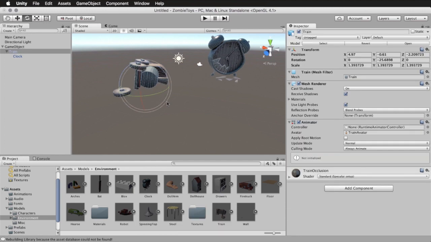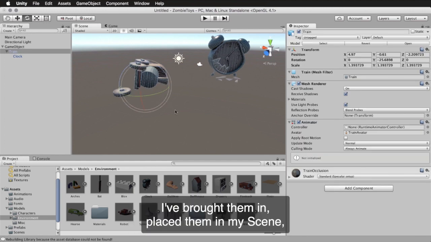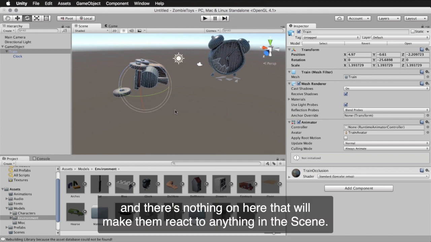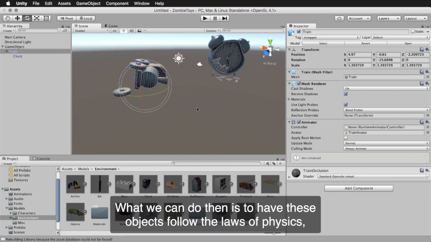Right now these game objects are exactly static. I've brought them in, placed them in my scene, and there's nothing on here that will make them react to anything in the scene. In fact, we can walk right through them if we were to play this game. What we can do then is to have these objects follow the laws of physics if we want.